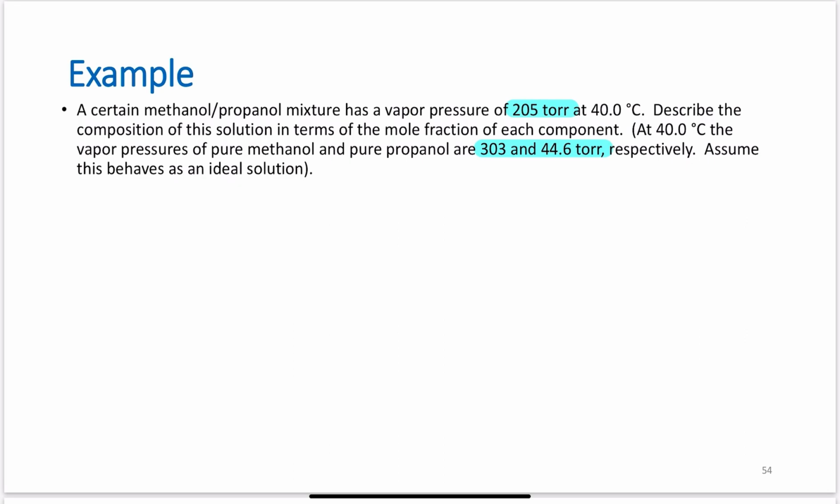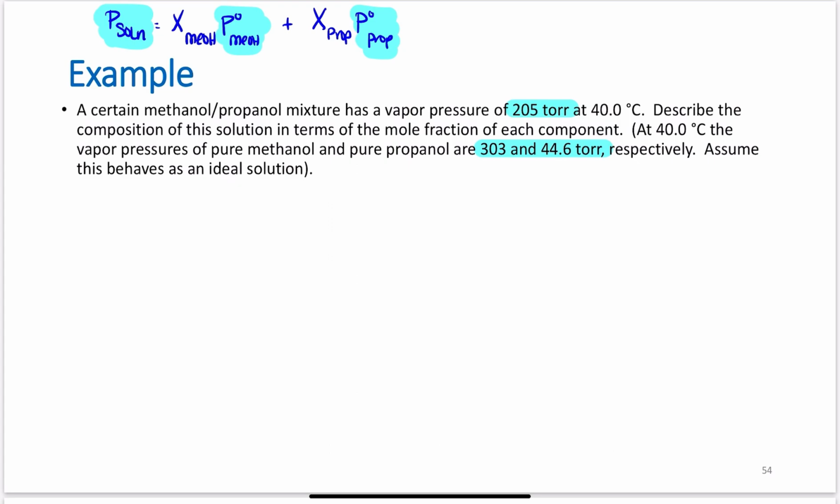So now I need to work backwards. I need to find out the mole fractions. I have the total pressure. I have their individual vapor pressures. I know that the pressure of my solution is equal to the mole fraction of methanol times the vapor pressure of methanol at 40 degrees C plus the mole fraction of propanol times the vapor pressure of propanol at 40 degrees C. I have this, and this. I have one equation and two unknowns. So what can I do to solve this question?